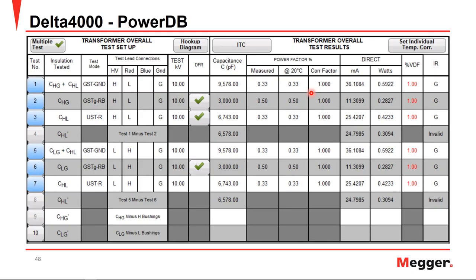Then to the right, we have our direct measurements that include our milliamp measurement for our current, and then our watt loss measurement. Then finally, to the right of that, we have our percent VDF, which is our voltage dependence factor. Again, since I was in simulation, it came out as 1 for my measurements, and you can see that they turned red, indicating that it is being suggested that an automatic tip-up test be run.